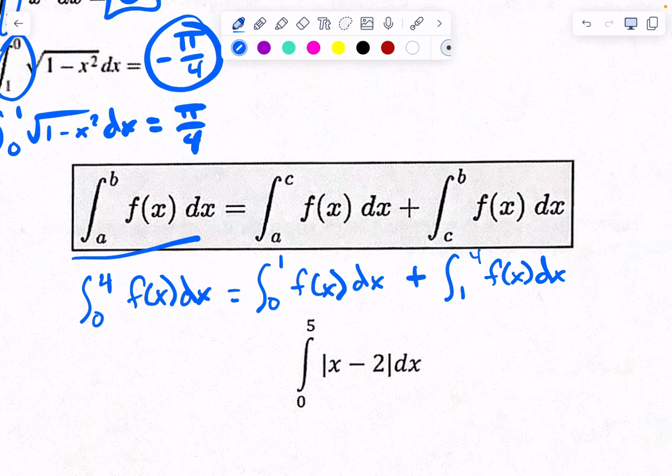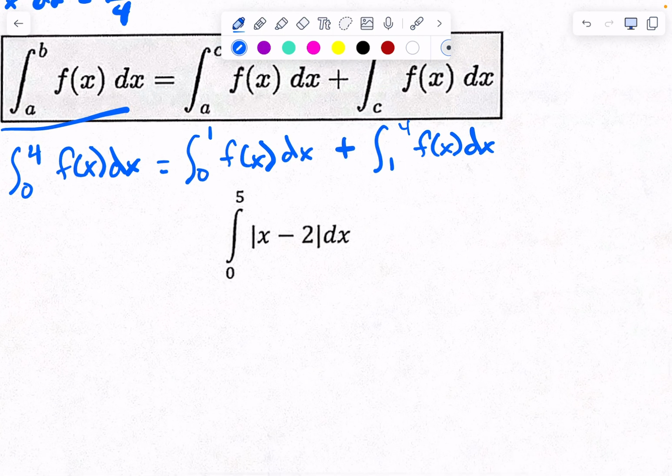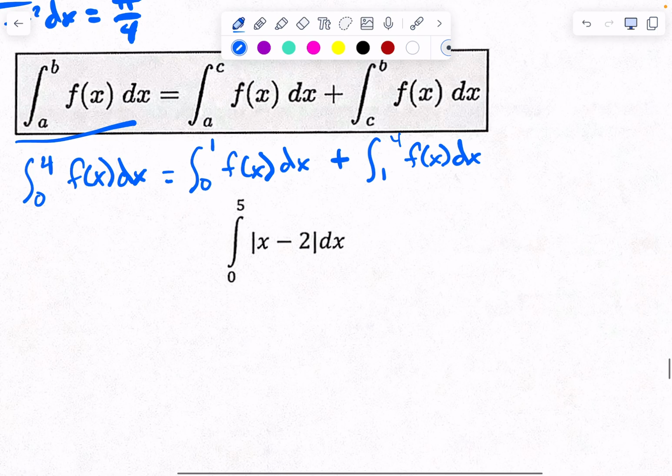Why are we separating them and not just doing it all at once? Because it's an absolute value, so it's going to have a tippity tip. The absolute value is going to have a tippity tip. Got you.